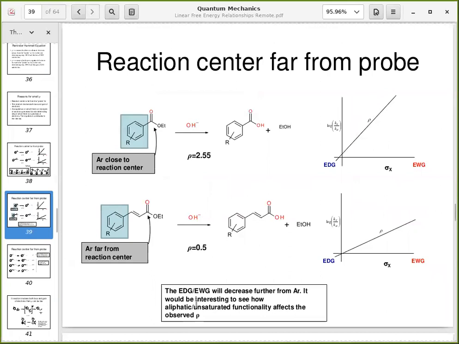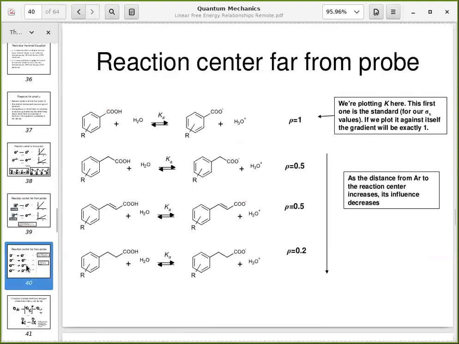So the effect of the electron donating groups or electron withdrawing groups will decrease the further you are away from the aromatic system. So it's interesting to see how, let's see if we can have a look at a range of systems to see how it really affects the reaction constant. So I'd like to go back to acid dissociation and have a look here.